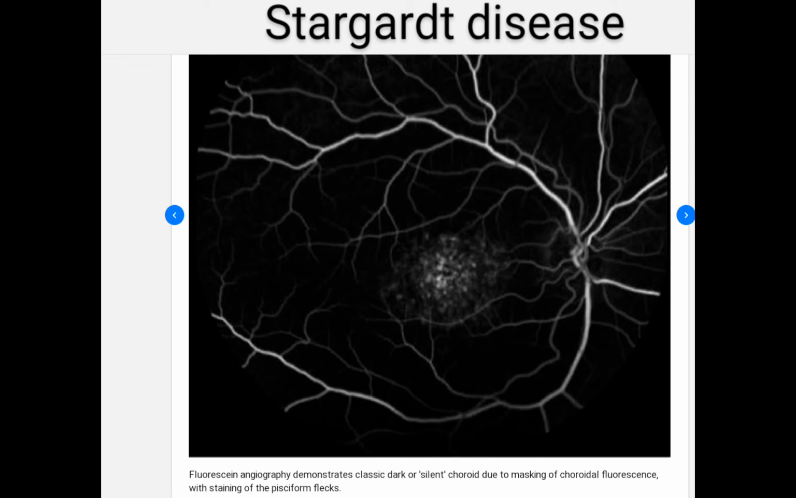Then this is the fluorescein angiography image of Stargardt's disease. In Stargardt's disease, we have to imagine like in the black sky there are stars. So the background will be dark and the stars will be shining bright. So it is the classic dark or silent choroid due to masking of choroidal fluorescence with staining of pisciform flecks. On the dark background there will be some shiny spots like stars. So it is also known as silent choroid and staining of the pisciform flecks.